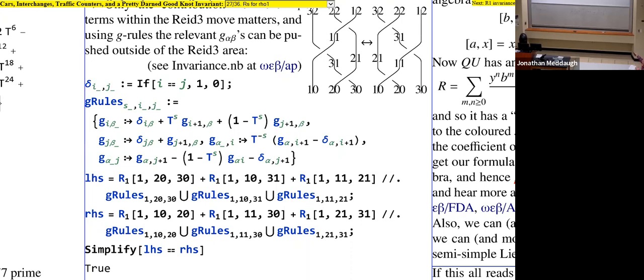So I use the G rules to push G alpha beta to where traffic is unchanged. I do it to the left-hand side, I do it to the right-hand side, and I get the same answers, and that's it. That's the end of the proof.